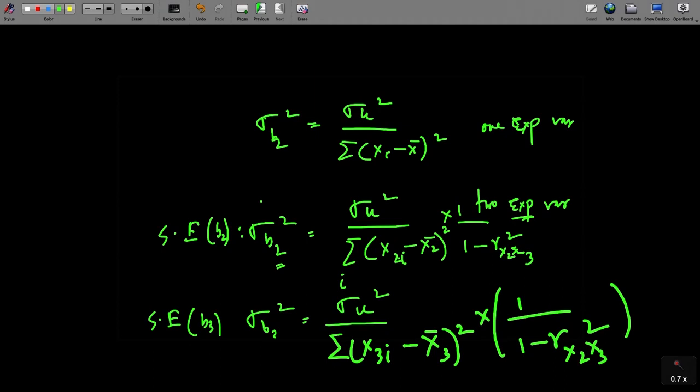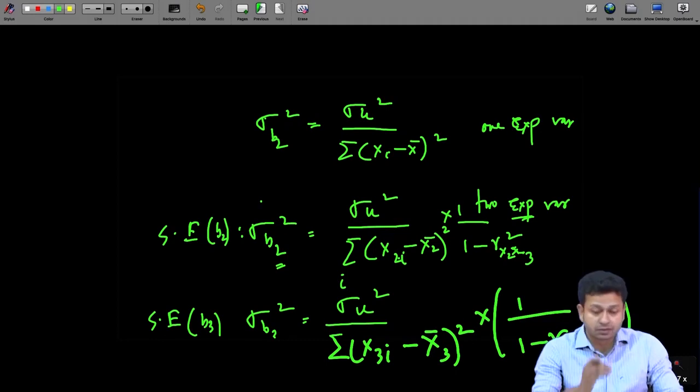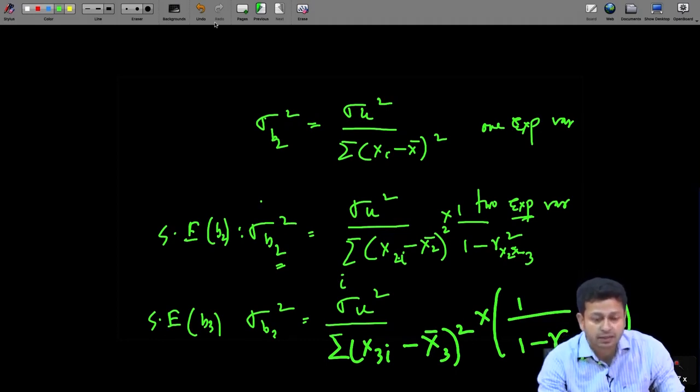Now let's try to understand what is happening here. Suppose the correlation between x2 and x3 is very high, so the r square value is very high. If the r square value is very high, then 1 minus r square is going to be very low. And if 1 minus r square is very low, the standard error of beta 2 or beta 3, whichever you take, is going to be very high.